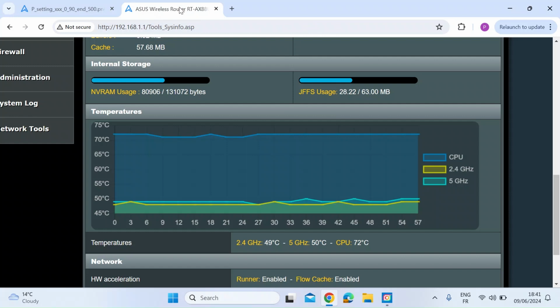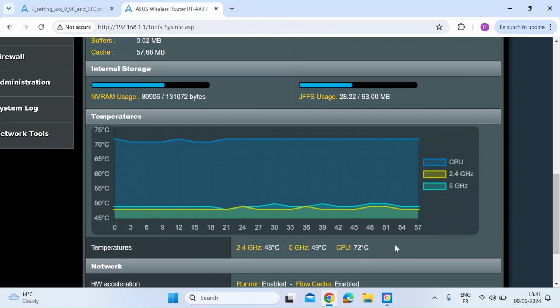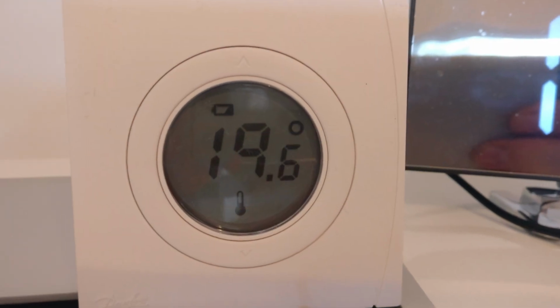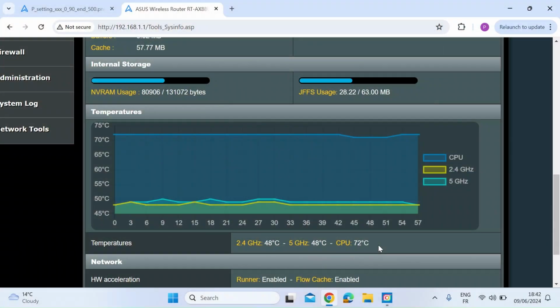So if you just log into the ASUS router with the Merlin firmware, you can see the temperature of the chips and how that changes over time. So you can see here my 2.4 Wi-Fi chip is 48 degrees, my 5 gigahertz Wi-Fi chip is 49, and the CPU is 71. The ambient temperature in the room where I've got my router is about 19.6 degrees Celsius, but if this router was under more load or the ambient temperature was higher, this can start to climb, and I've seen this in the 80s in terms of degrees.